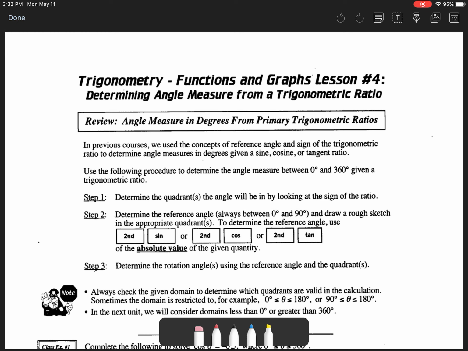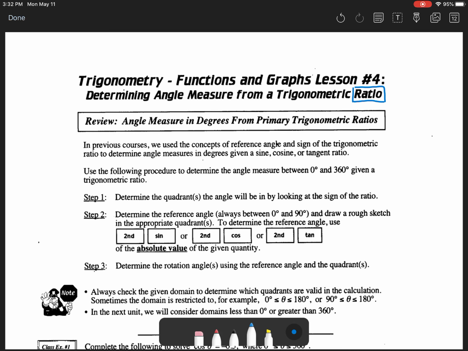Hi Math 30-1s. Continuing on today with trig functions and graphs, what we're going to be doing today is determining angle measure from a trig ratio. So again, what we want to remember is that when we are discussing the word ratio, it is a comparison of two things. So when we are talking about the sine ratio, we are comparing the opposite side to the hypotenuse.